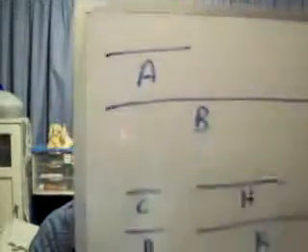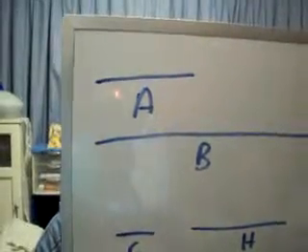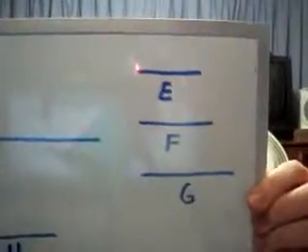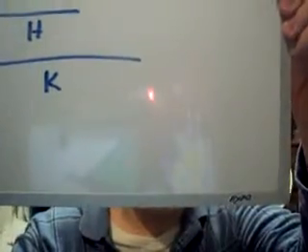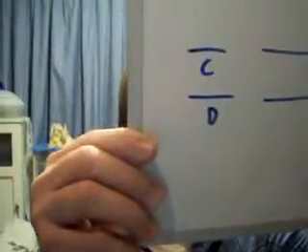This is Euclid Book 8, proposition number 12, and here's the diagram. All right, let's get started, shall we?